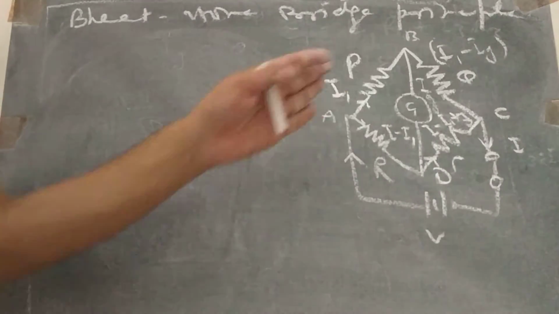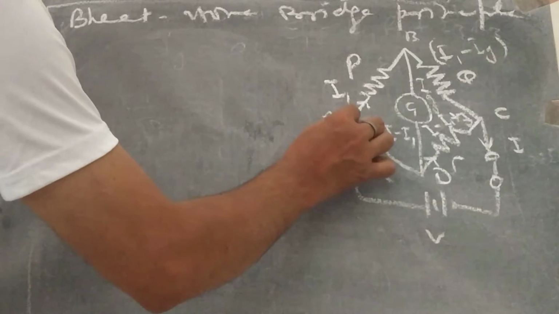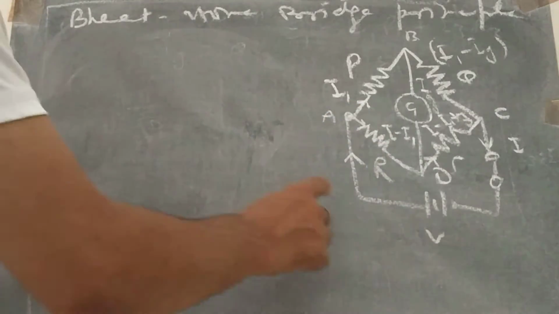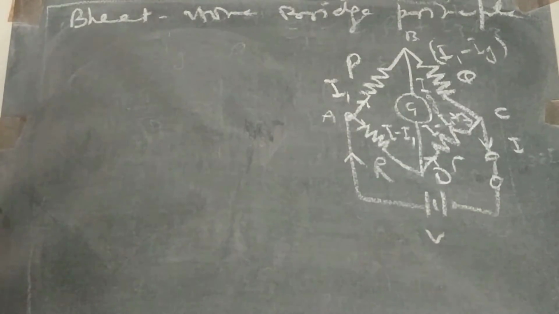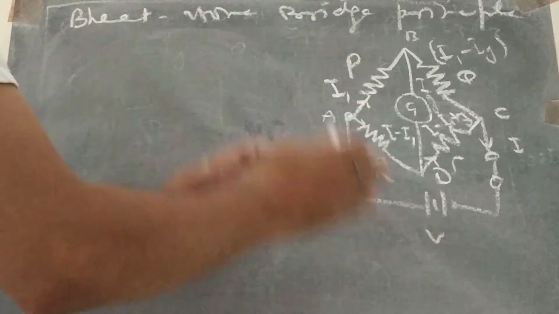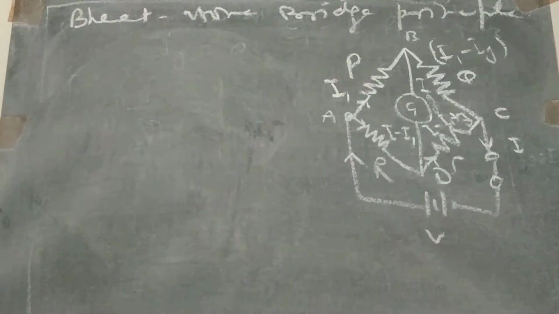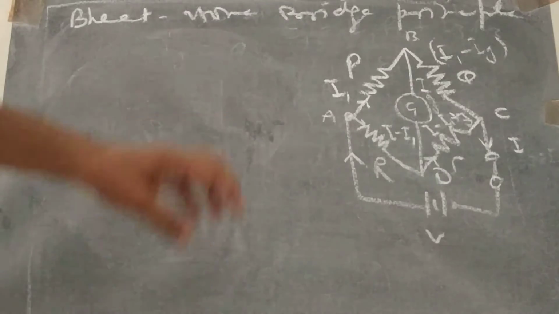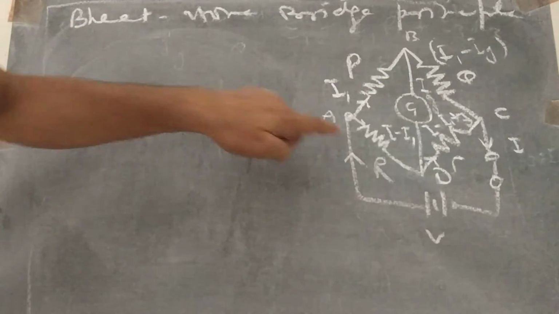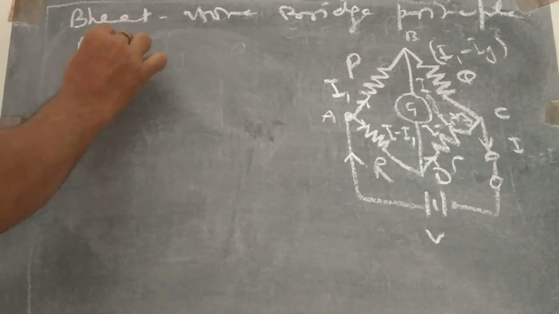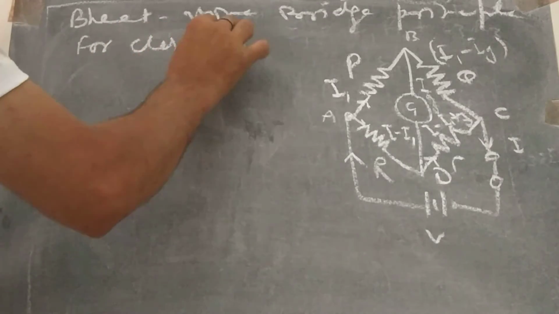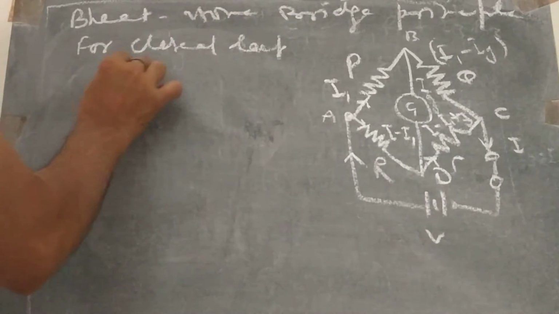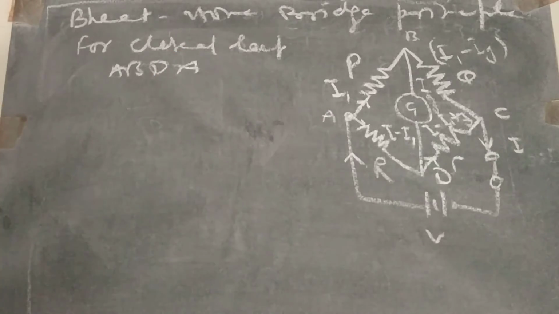Then we have distributed the current according to the junction rule: incoming current equals outgoing current. But we will prove this law by using the second law, that is the loop law. Therefore, for this closed loop ABDA, we apply Kirchhoff's law.